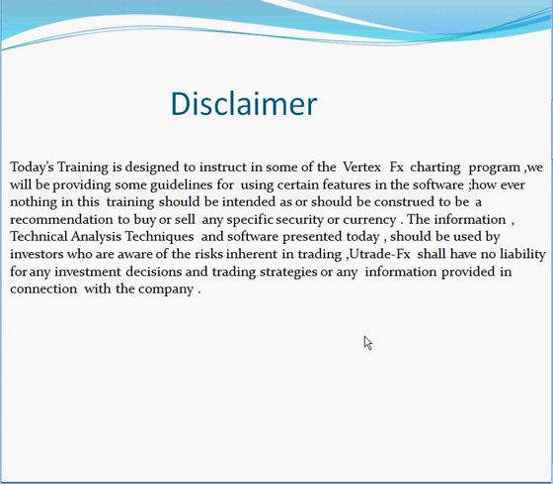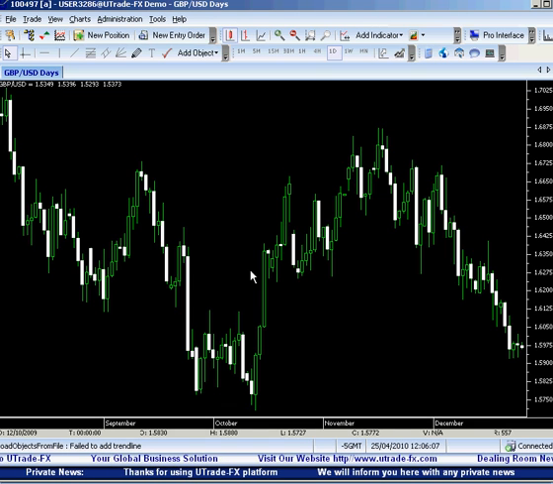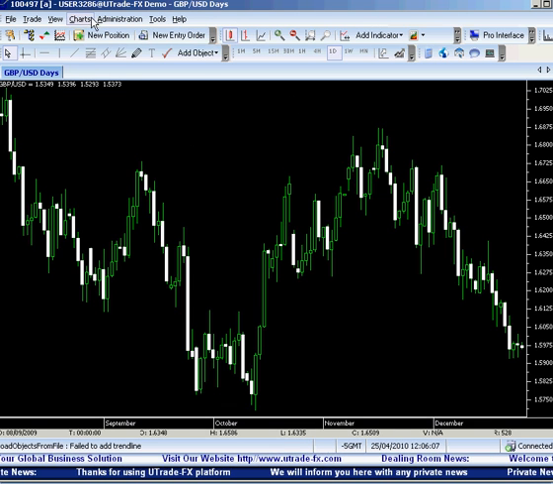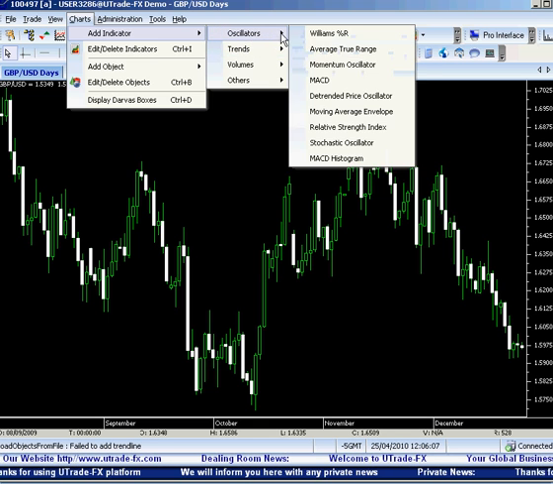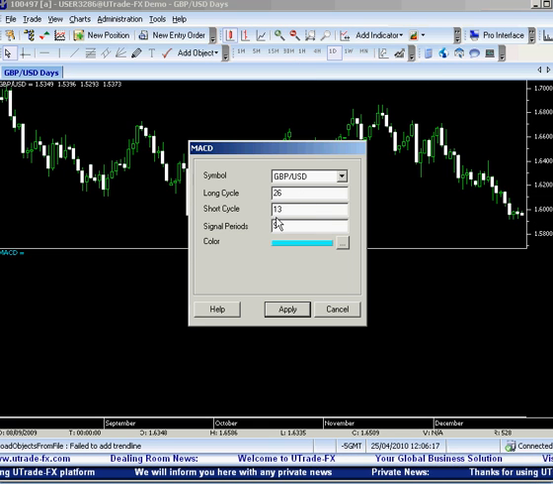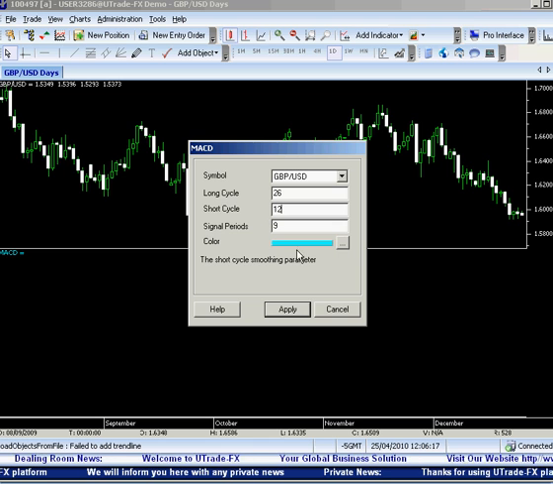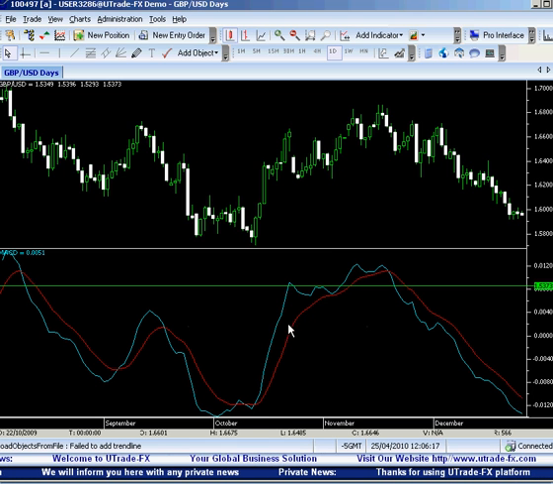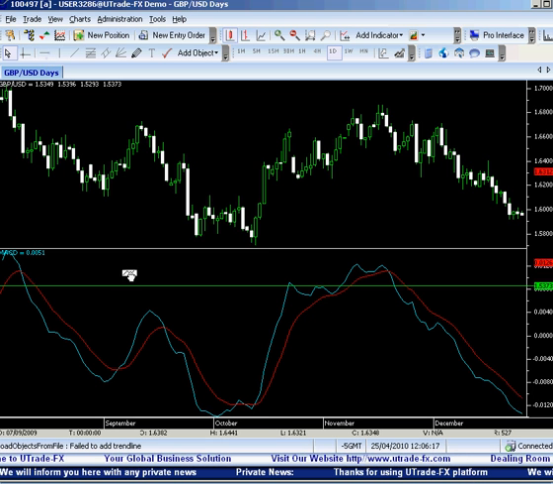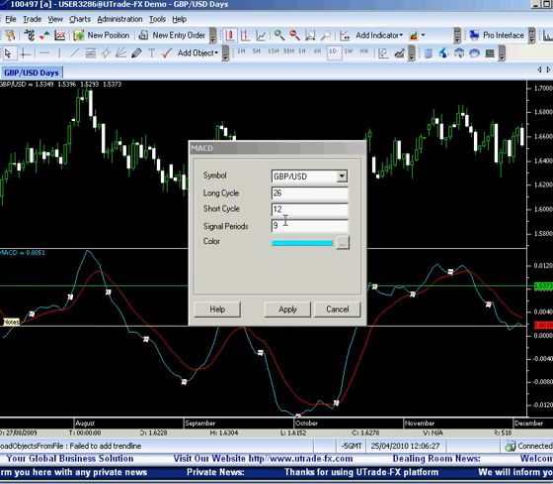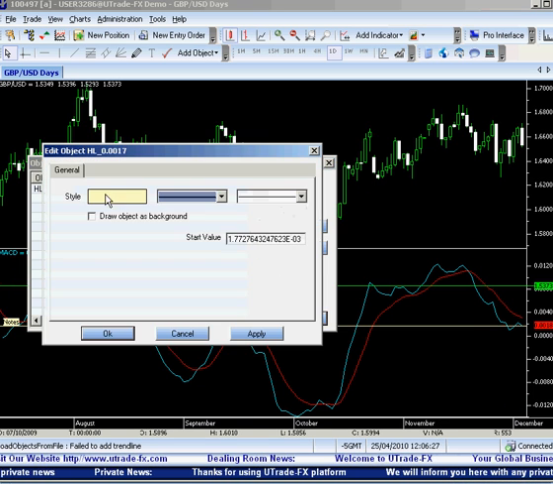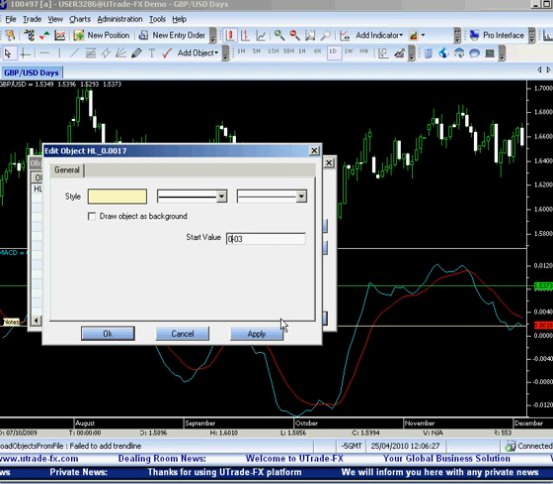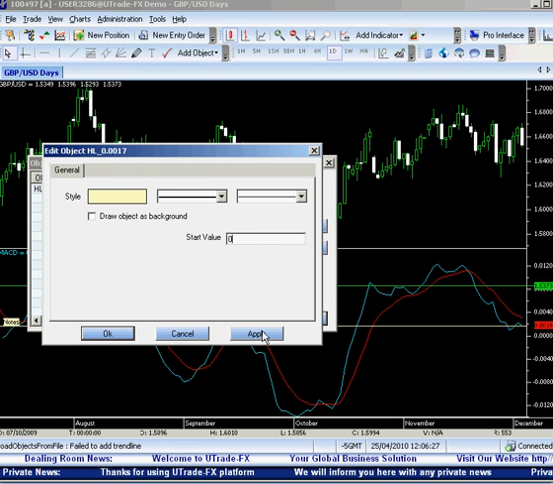So let's start today. This is the system. We just press on chart, add indicator, and we go to the oscillators. As you know, the MACD is an oscillator. I like the reading 12 on the MACD, so we add the reading 12, then we add a line here and double click on it and make it a 0 line. Double click on the line, just enter the value 0 because it should be the 0 line, and we apply.